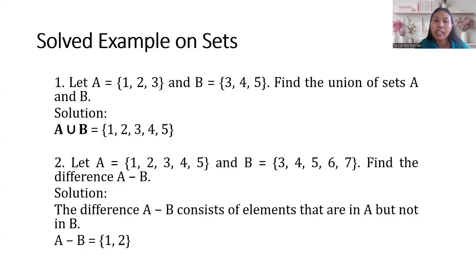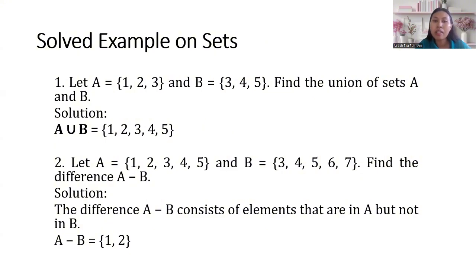Then two: let A be the set {1, 2, 3, 4, 5} and B be the set {3, 4, 5, 6, 7}. Find the difference of A and B. We get that the difference of A and B consists of elements that are in A but not in B.